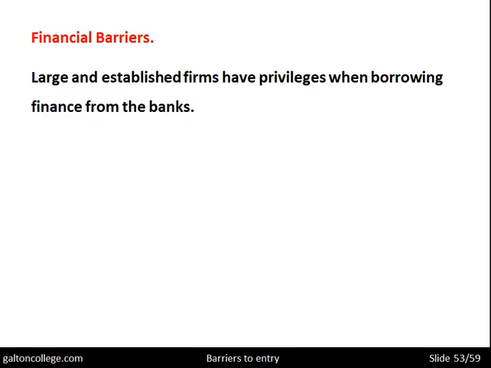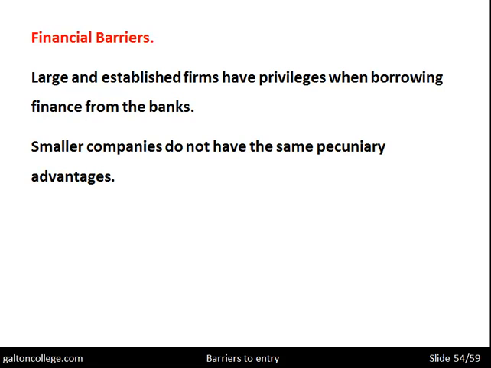So larger companies have an advantage in that situation. Small companies don't have the same pecuniary advantage. Small companies will have to pay higher rates of interest. That's if they're lucky enough to get the loan in the first place. They might be rejected because they're seen as too risky. Banks generally prefer to lend to larger companies.